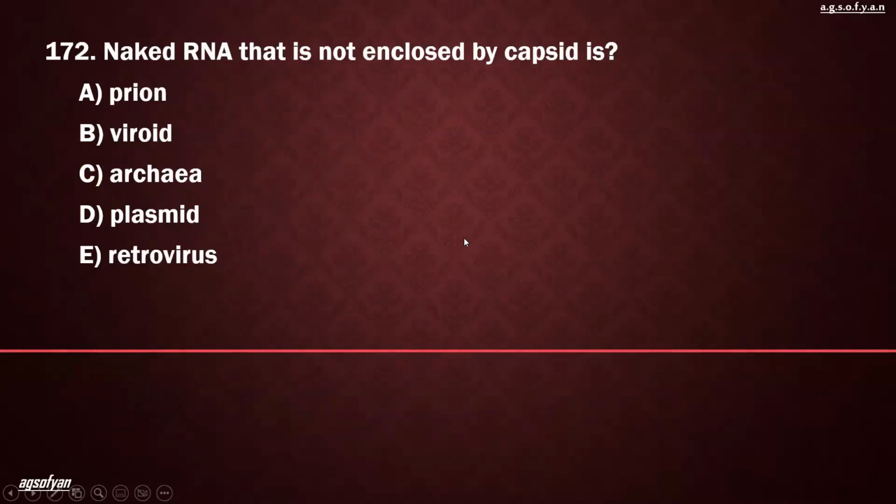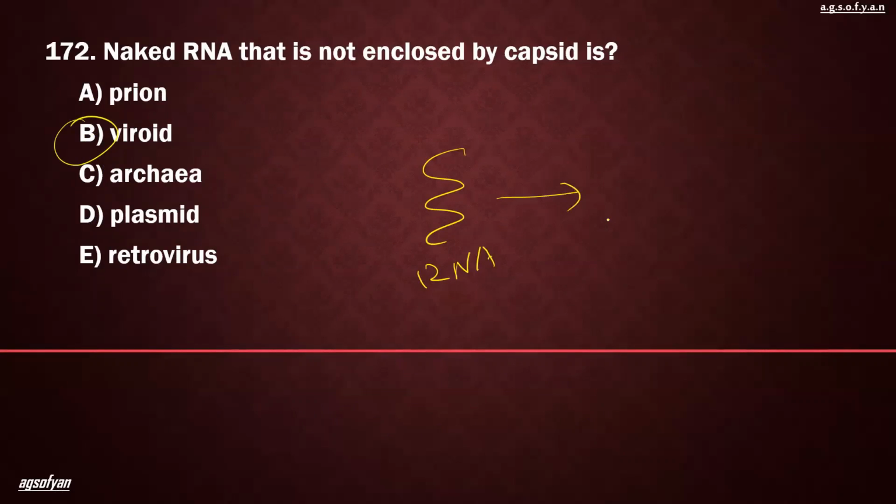Naked RNA is not enclosed by a capsid. We had this also in the quiz. What do you call the naked RNA? I mentioned this only right now: it only attacks plants, causing problems. The viroid is a naked RNA that can attack organisms, usually causing problems to plants. So this is the viroid. Check again your quiz from last time.